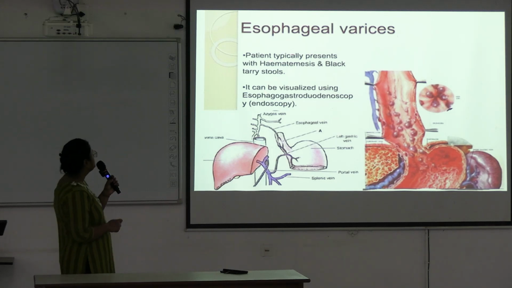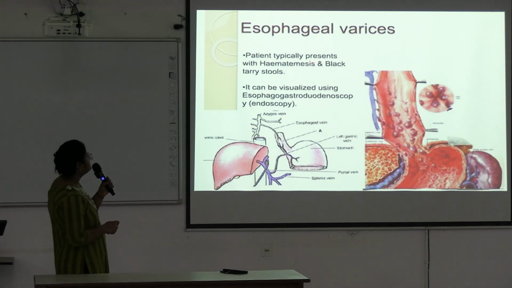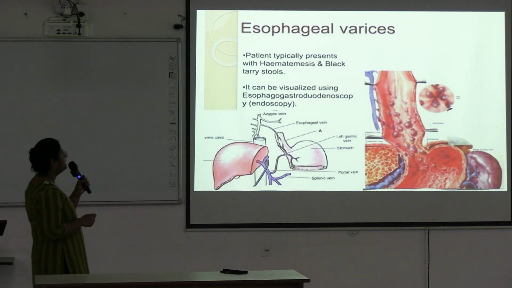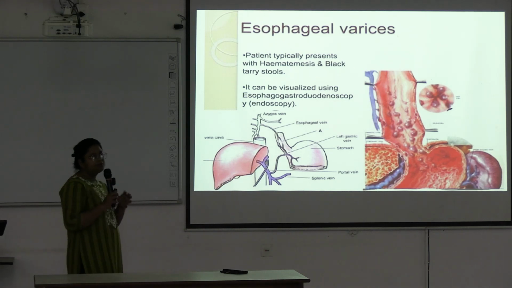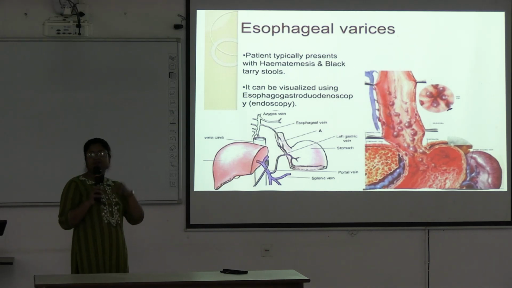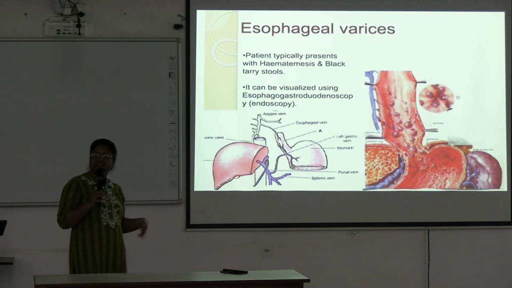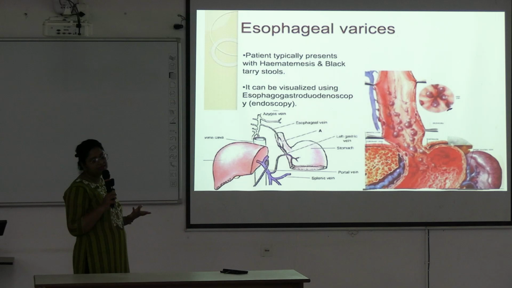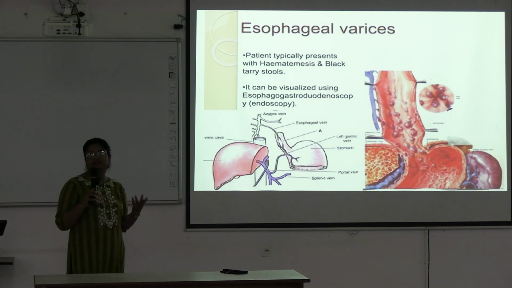So the patient typically presents with hematemesis and black tarry stool. Some blood will come through the mouth, and some blood will go inside and come through the stool. That will be digested blood, that will be black tarry stool. That is called melena.